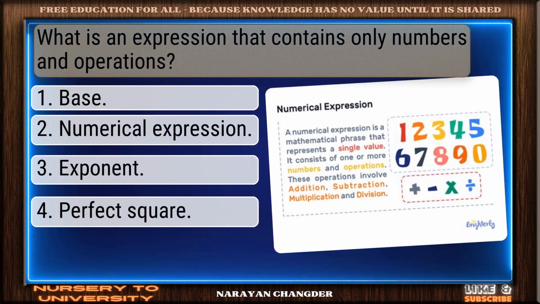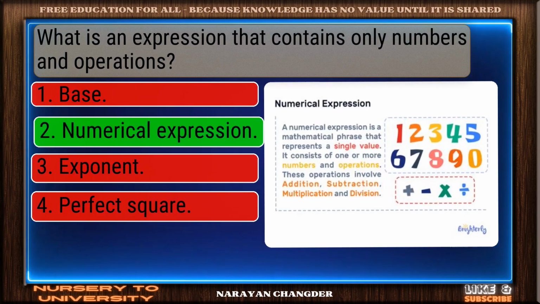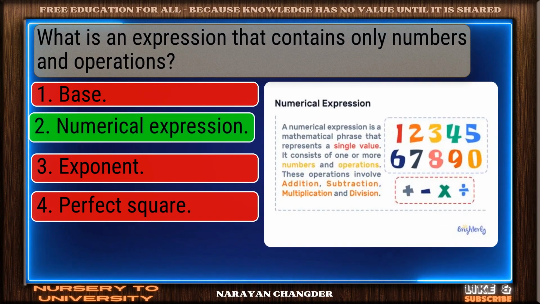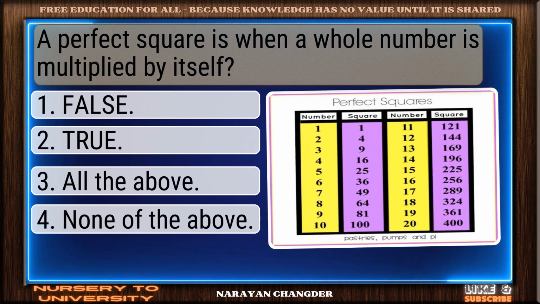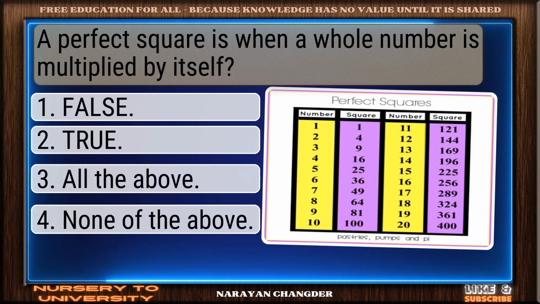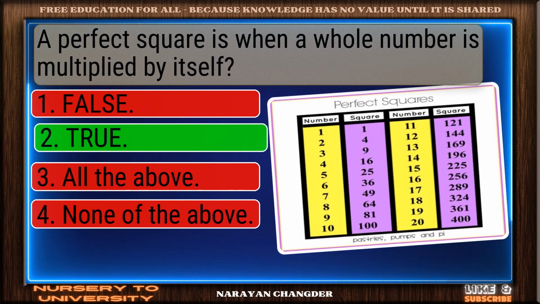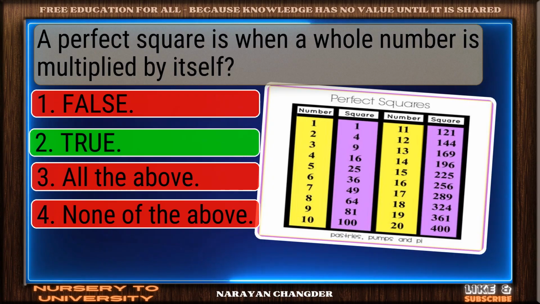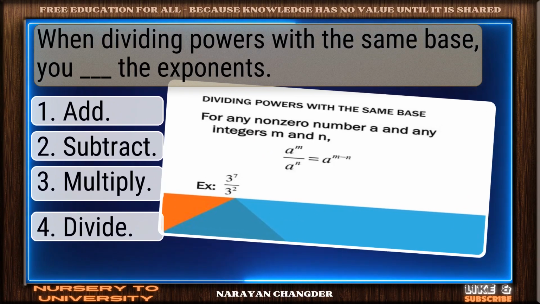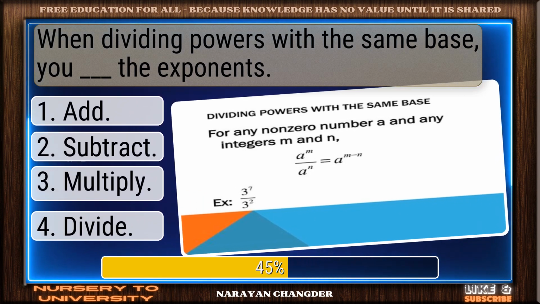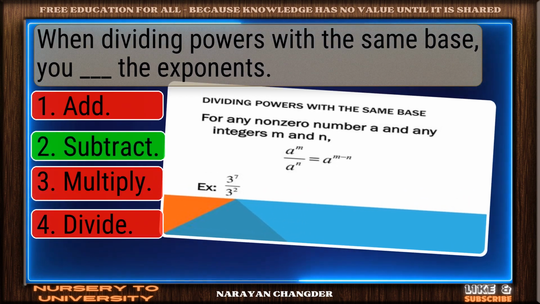What is an expression that contains only numbers and operations? On track. Numerical expression is the correct answer. A perfect square is when a whole number is multiplied by itself. Great job. True is the accurate answer. When dividing powers with the same base, you subtract the exponents. Correct. Subtract is the right answer.